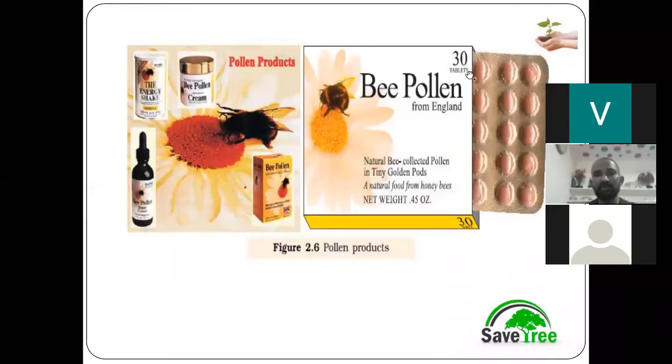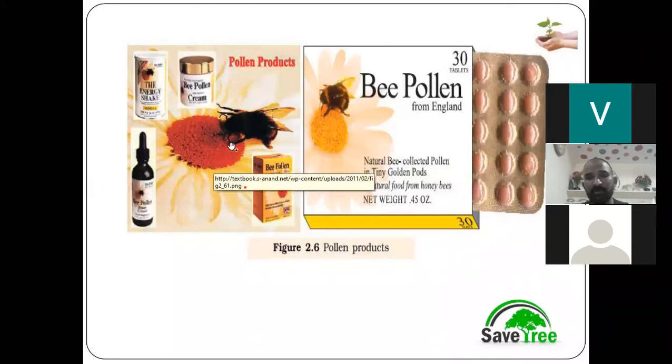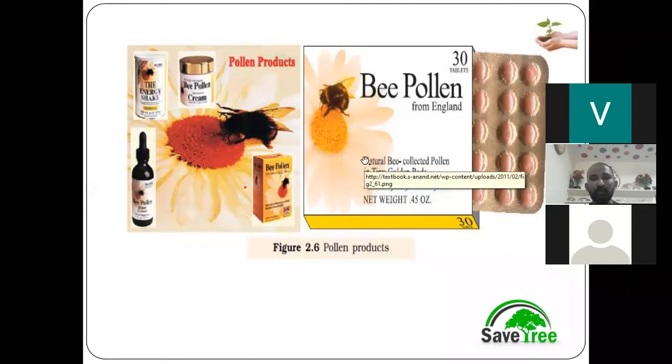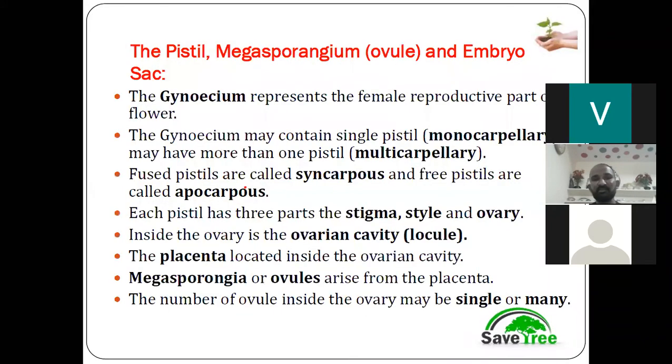Okay. So actually bee pollen is an important product prepared from the pollen grains only, and because it has high nutrients, those nutrients are also used in the preparation of different syrups and medicines, etc. These are the points regarding pollen grains.